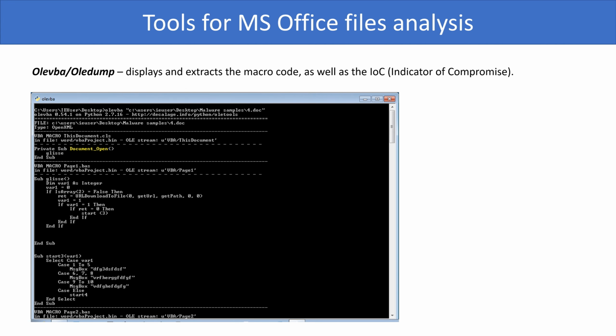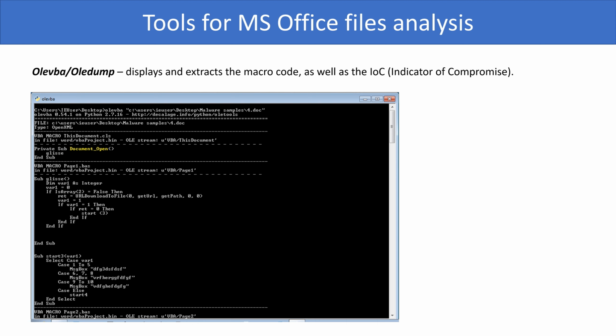Equally useful programs are OLVBA and OLDump. They're written in Python and are already installed on both Flare VM and Remnux. These programs scan both formats of Office documents and immediately display the detected macro code on the screen. Additionally, they display indicators at the end that can directly or indirectly indicate the presence of a virus.